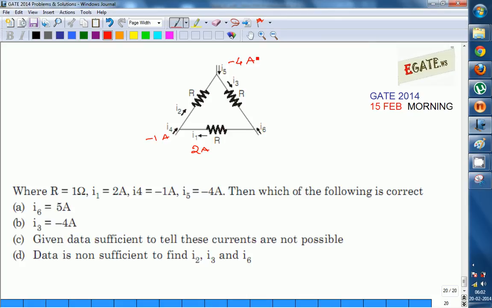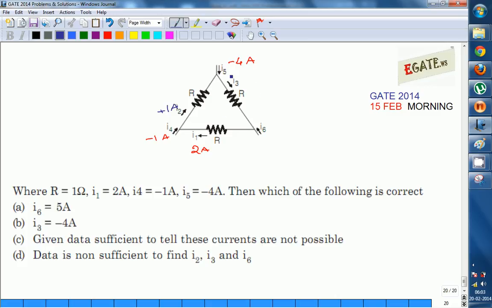Can we write the other currents? The red color ones are the given currents, with R value as 1 ohm. Don't bother about the R value for this problem. Next we are going to write I2. With the help of KCL, I2 is equal to the sum of I1 plus I4, because of the arrow directions. Adding I1 plus I4, minus 1 plus 2, I2 will be equal to plus 1 ampere.